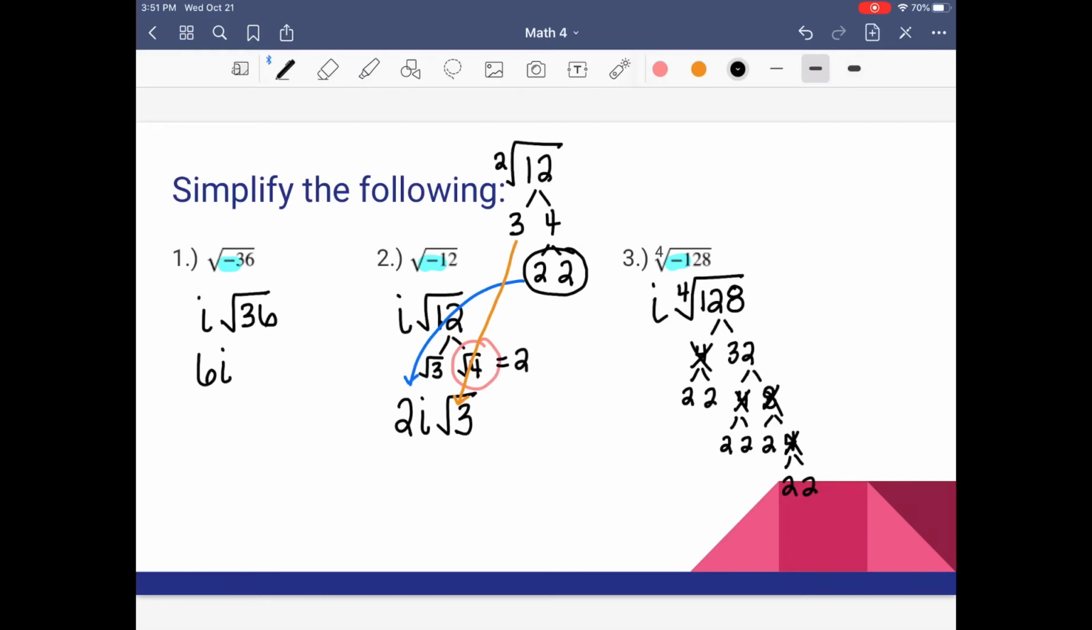So when I look at this, I have a total of 1, 2, 3, 4, 5, 6, 7 2's when I reduce this down. But I have to make groups of 4. So I have one group of 4 here, and then I have 3 2's left over. So right here I have 3 2's left over. My group of 4 is going to go on the outside, so that's going to be 4i, the 4th root, and I'm going to multiply these pieces back together. So 2 times 2 times 2 is going to give me 8, which goes back on the inside.